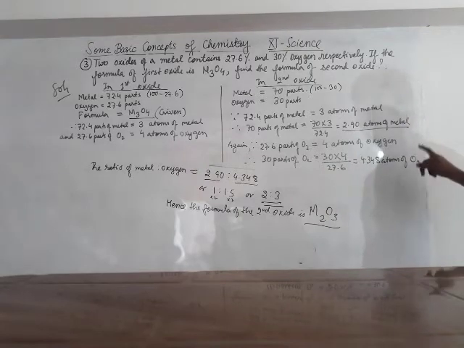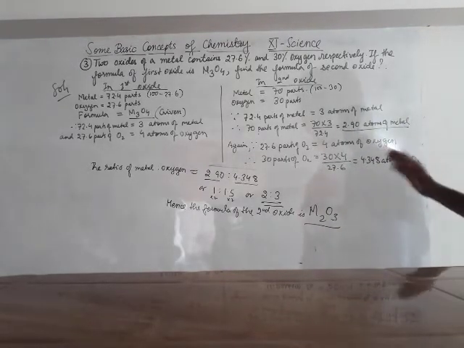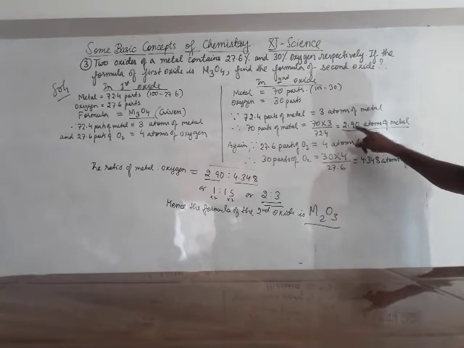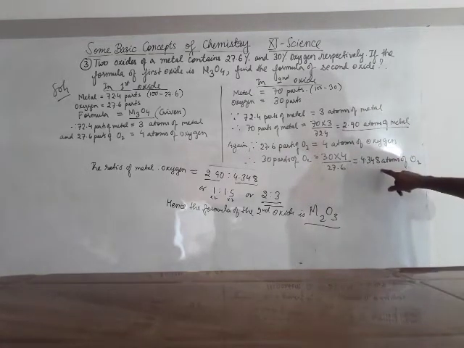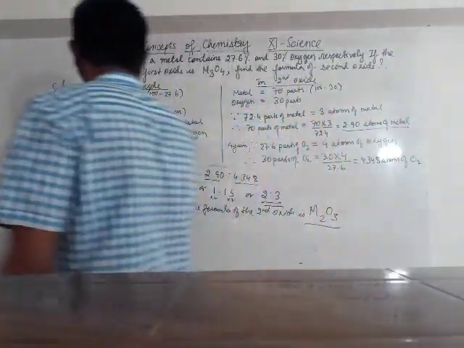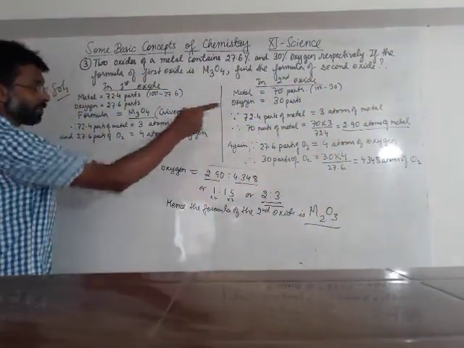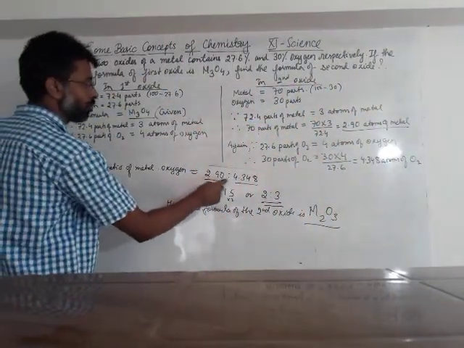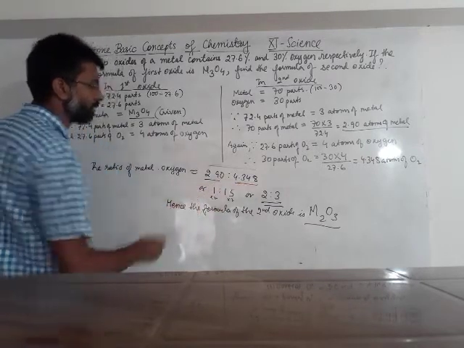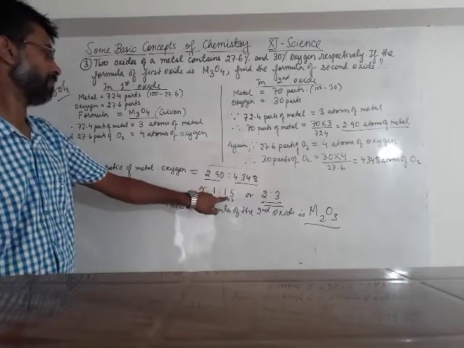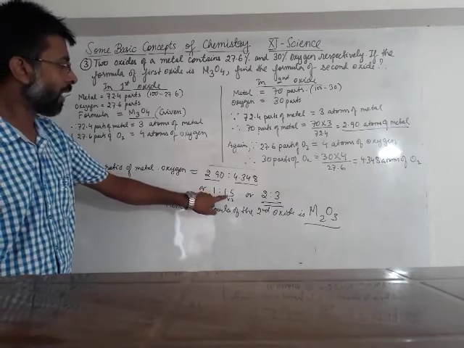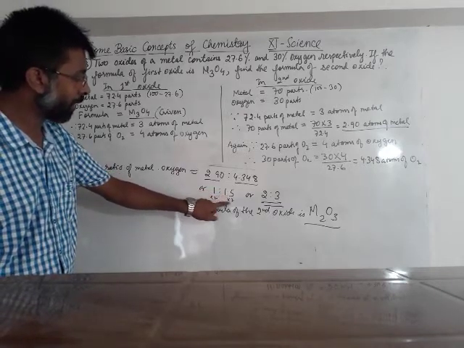Now in the second oxide, we have got the number of atoms of metal and the number of atoms of oxygen. So using these two data, we write a sentence. The ratio of metal is to oxygen in the second oxide is 2.90 is to 4.348. Upon simplification, it comes roughly 1 is to 1.5. Now this 1.5 cannot be rounded off. It can be multiplied by 2.